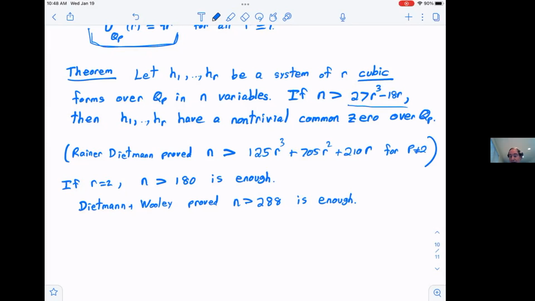Rainer put in the chat that the 288 has been improved to 131 by Dumke. So I would love to see that reference if Rainer can supply that to me. I'm unaware of that. This is a minor point, not of this talk, but on the arXiv. Okay, I will look.